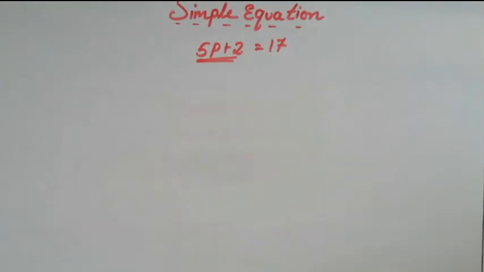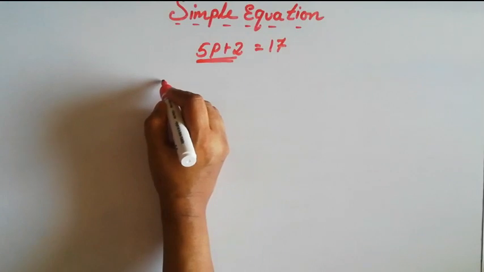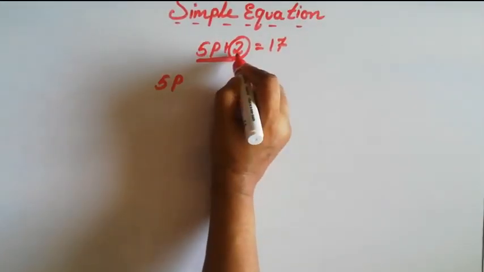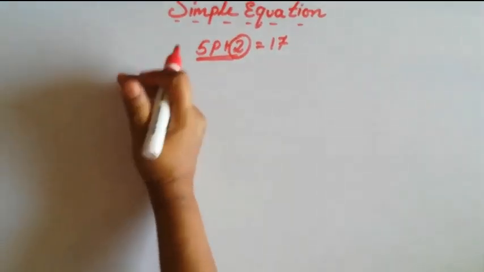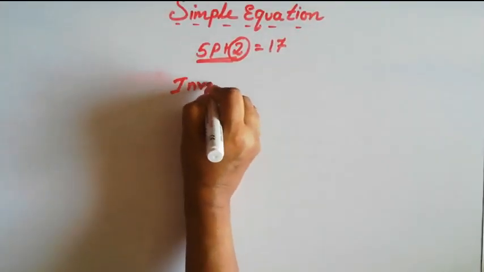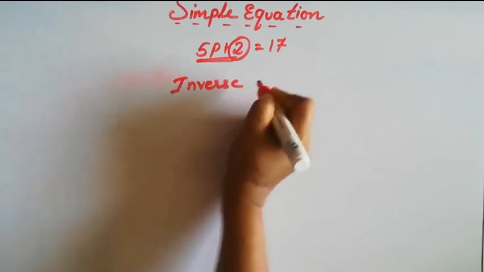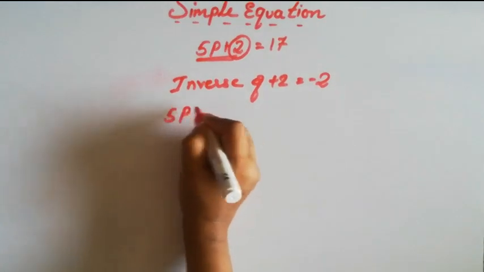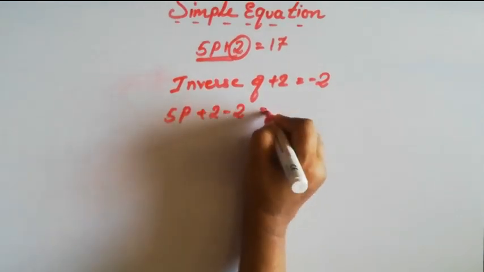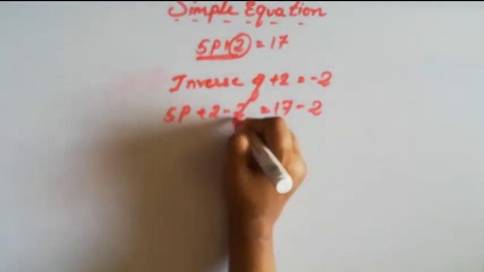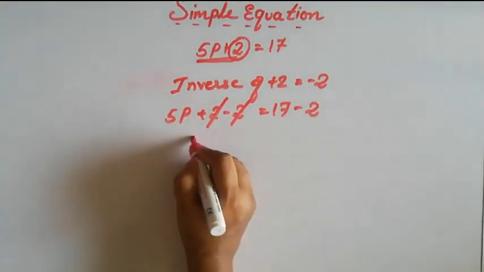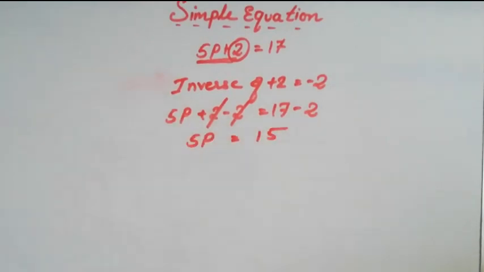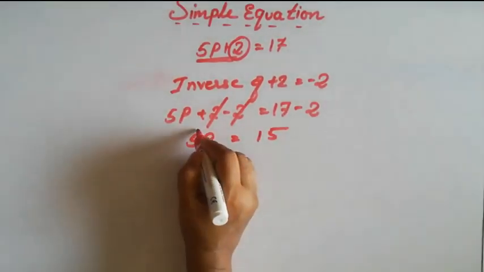Now if I use the systematic method, the first thing is I have to remove this 2 first. Since it is plus 2, the inverse of plus 2 is minus 2. So 5p plus 2 minus 2, and 17 minus 2. This 2 and this 2 cancel. So here it is only 5p, and here 17 minus 2 is 15. Clear?